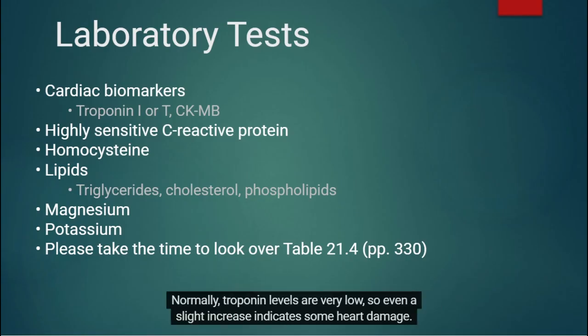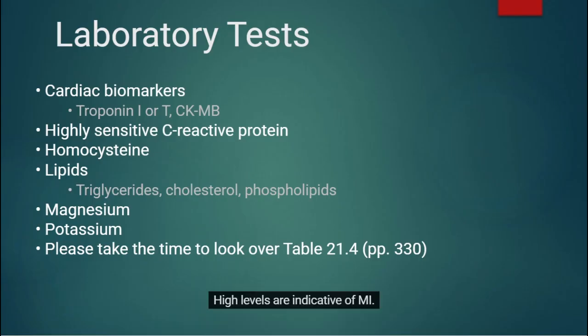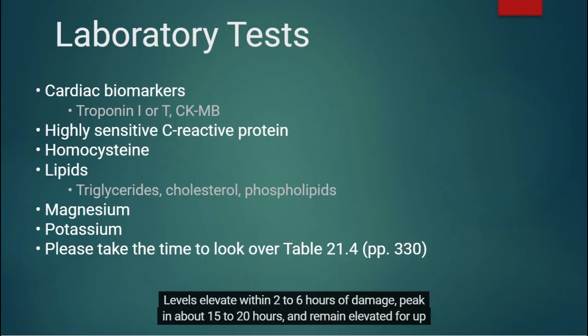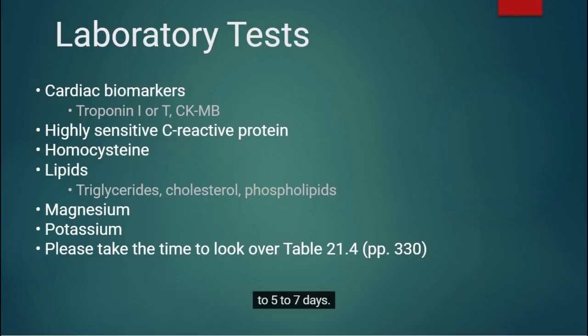Normally, troponin levels are very low, so even a slight increase indicates some heart damage. High levels are indicative of MI. Levels elevate within 2 to 6 hours of damage, peak in about 15 to 20 hours, and remain elevated for up to 5 to 7 days.